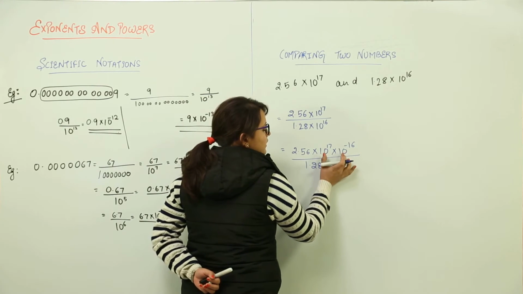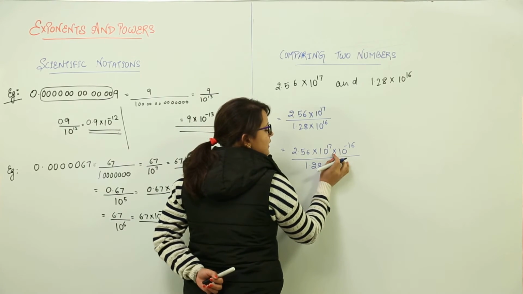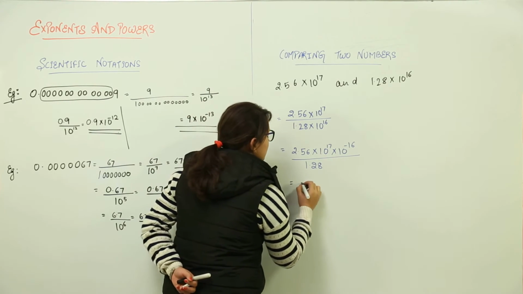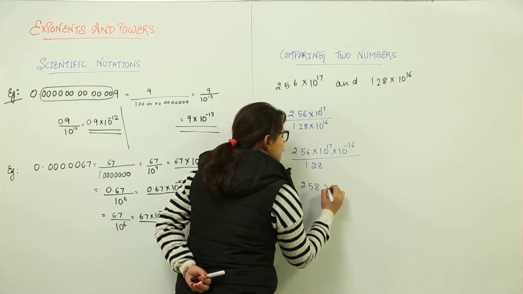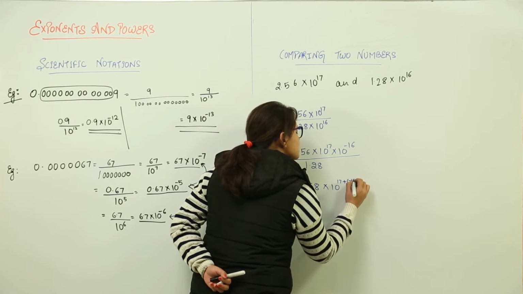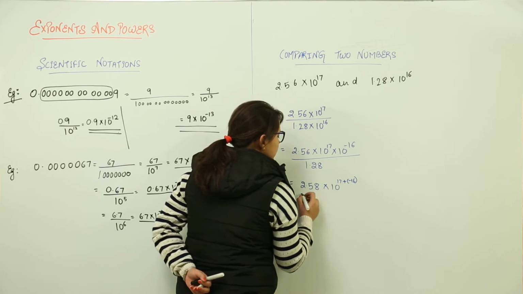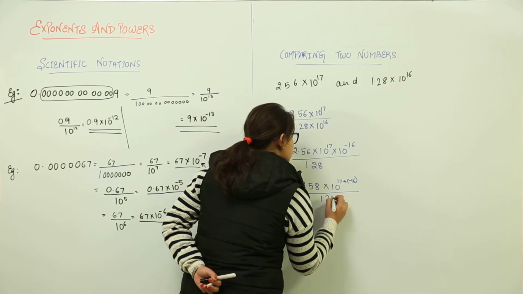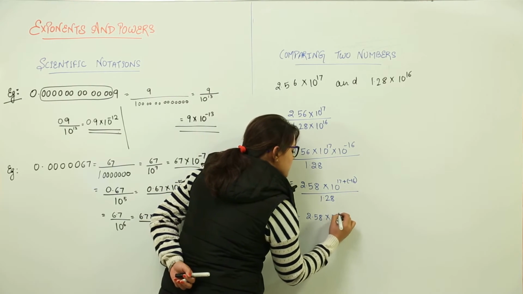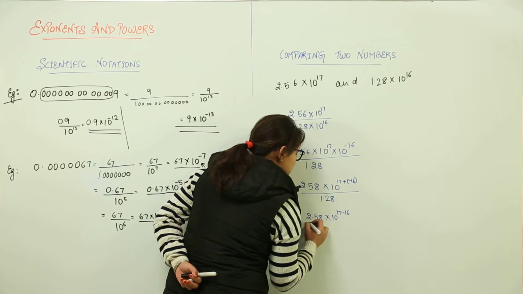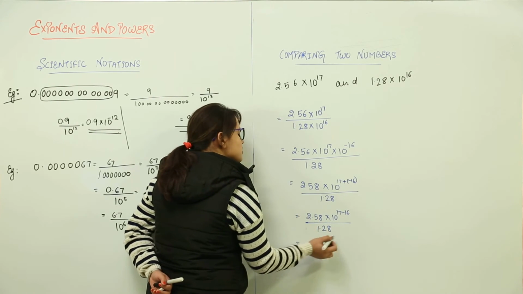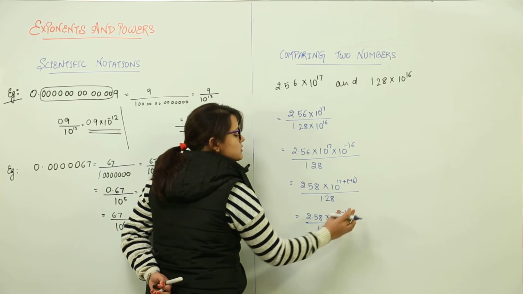Now we can observe that the bases are same and they are getting multiplied. The powers will get added. Similarly, as we have done earlier, the powers will get added, so it will become 17 plus minus 16, or directly you can write minus 16. I will be doing that in the next step. 2.56 into 10 raised to power 17 minus 16 whole upon 1.28, which is equal to, now we can solve this part separately, this part remains separate.